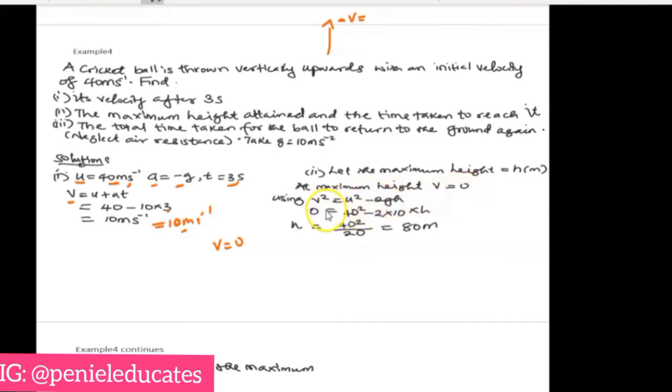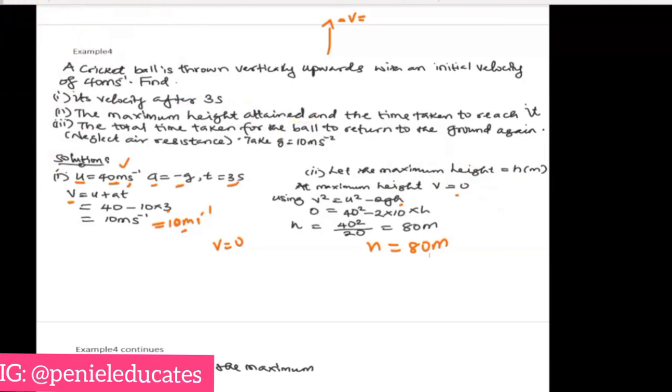Then we're going to use v square equals u square minus 2gh, because we want to calculate the maximum height reached. Our height is here, so we calculate v square, which is 0 here. Then it's equal to 40 square, which is the initial velocity that we are given, minus 2 multiplied by 10 times height. That is the maximum height reached. Once you've calculated that, you are going to get the maximum height to be 80 meters.